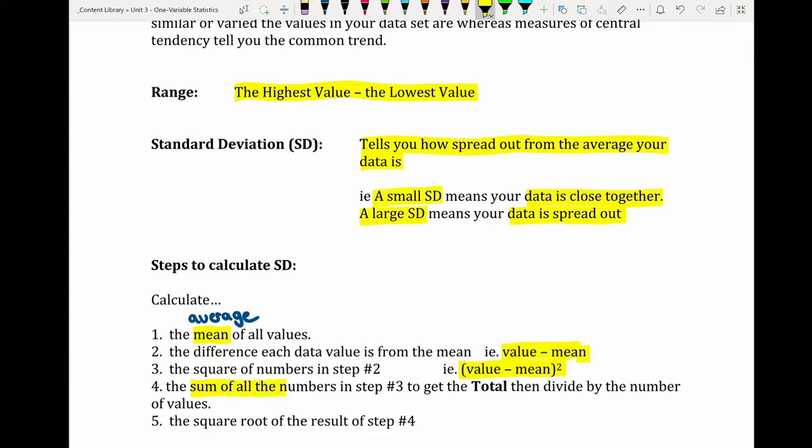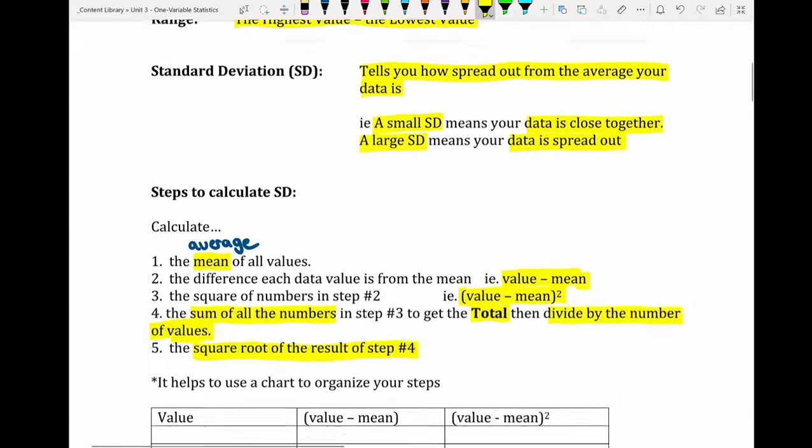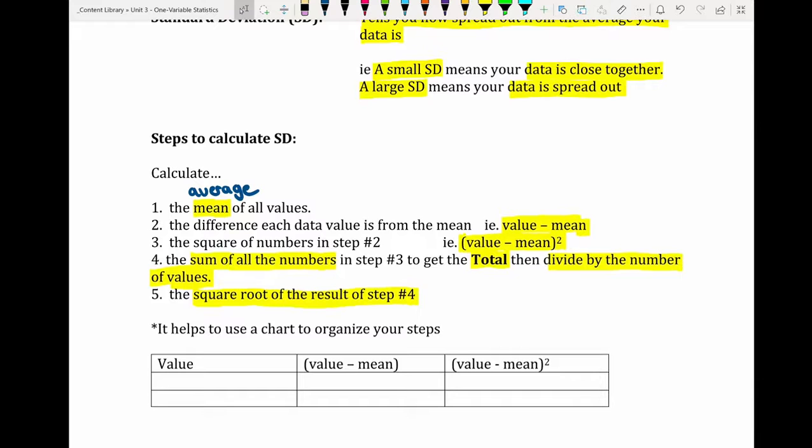Then calculate the sum of all the numbers in step 3 to get the total. So basically we're adding up all those numbers to get the total, and then dividing by the number of values. So almost like we're finding the average again. And then finally, we have to calculate the square root of our answer from step 4. And that will leave us with the standard deviation. It can help to use a chart to organize our steps, so that way all of our calculations, all of our data is organized so we don't forget anything. And again, we're going to go through an example and look at that.